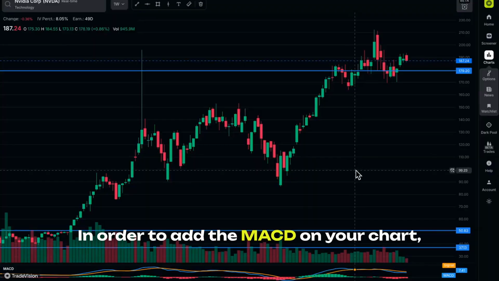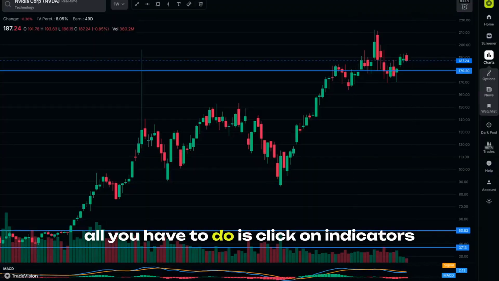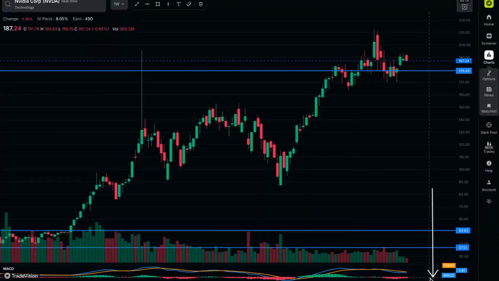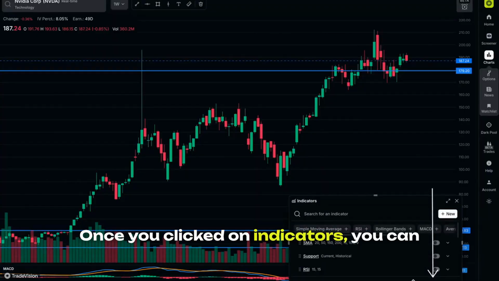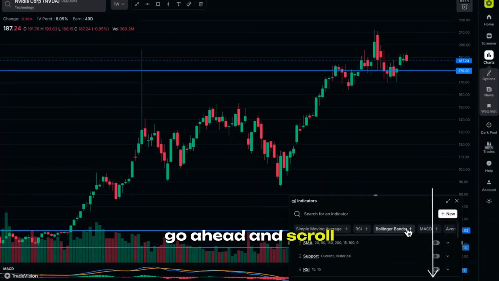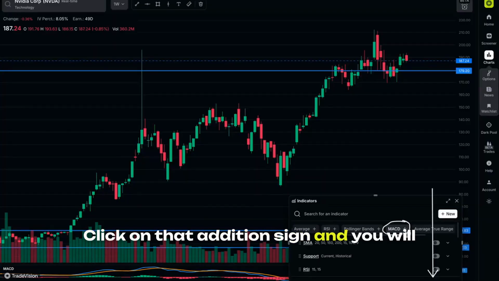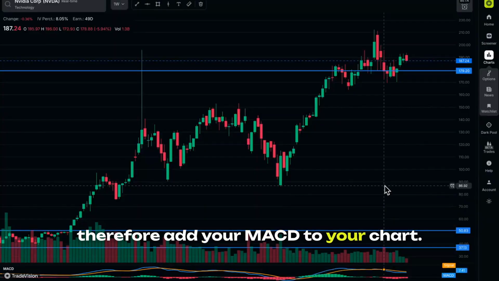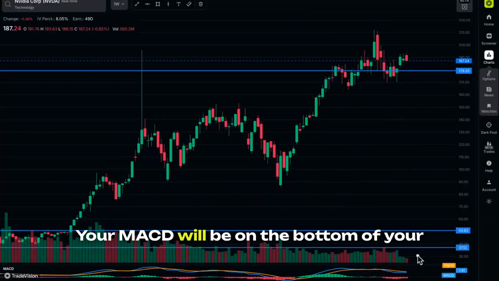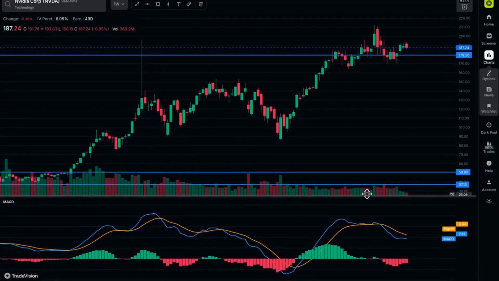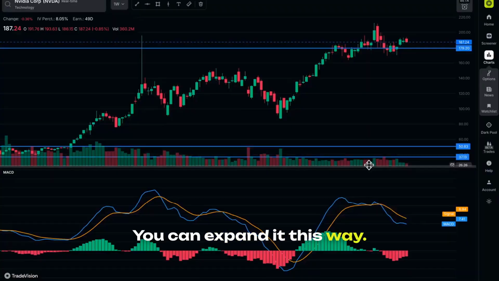In order to add the MACD on your chart, all you have to do is click on indicators down here in the bottom right hand corner. Once you've clicked on indicators, you can scroll and see MACD right here with an addition sign on the very right. Click on that addition sign and you will add your MACD to your chart. Your MACD will be on the bottom of your price chart. You can expand it this way.